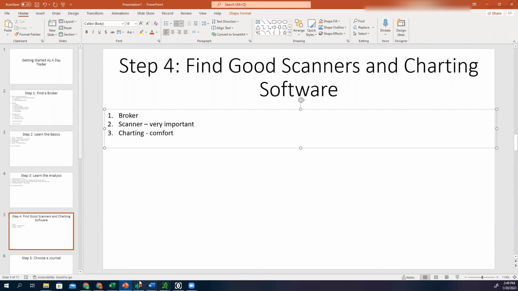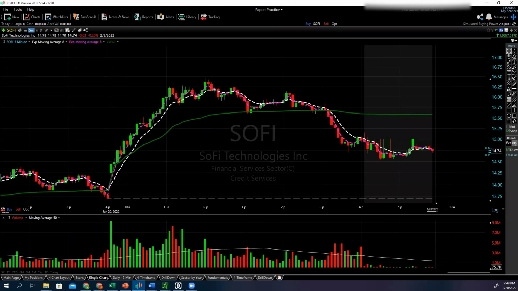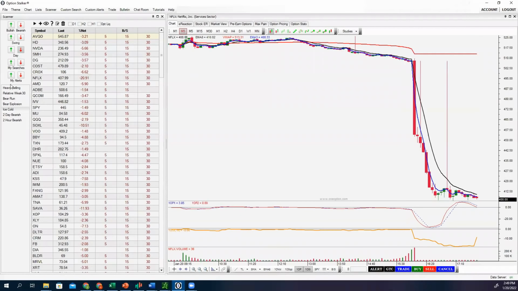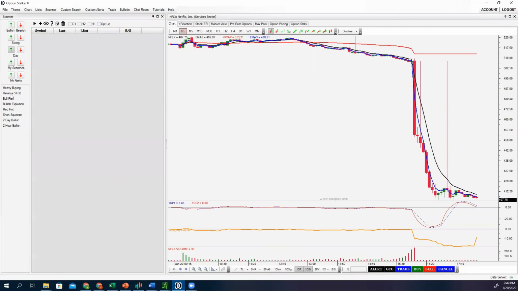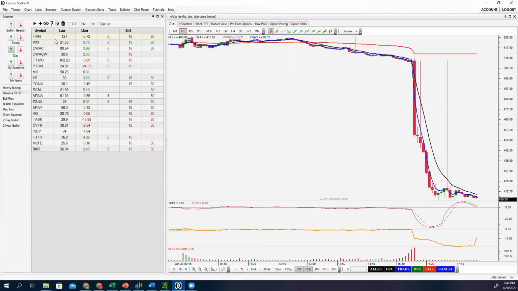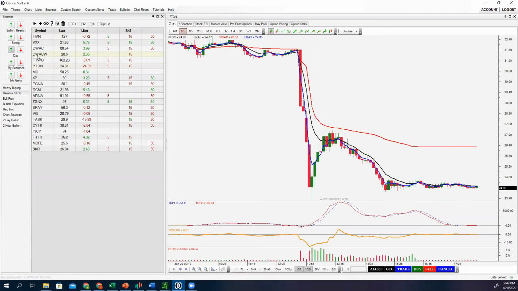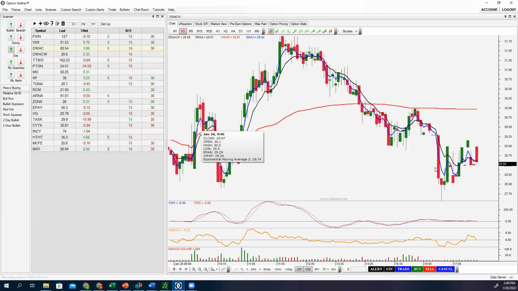How easy it is. I like TC2000 for charting. I think it's good, but this is a subscription program, right? I like Option Stalker for scanning. Put it over here. Okay. There are great built-in scans here. I could say I want a day trade and stocks that had relative strength. And then I see them and I can click on them here and go right to it. Look at the charts.